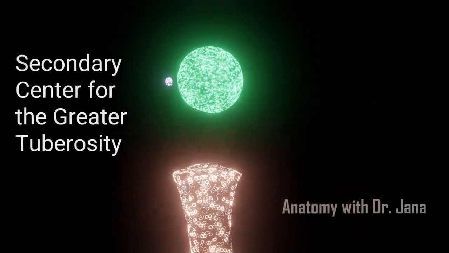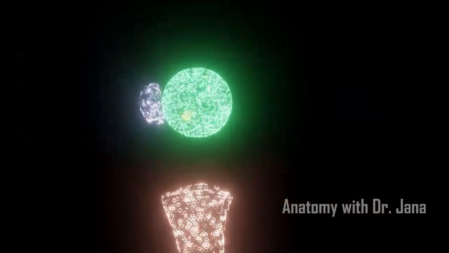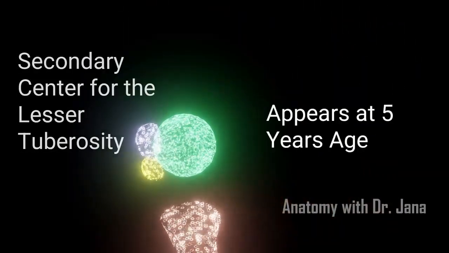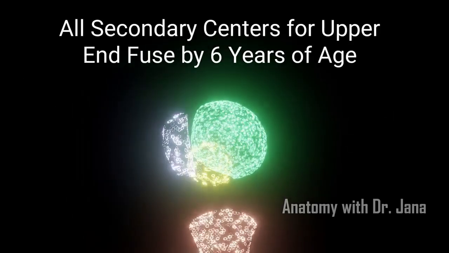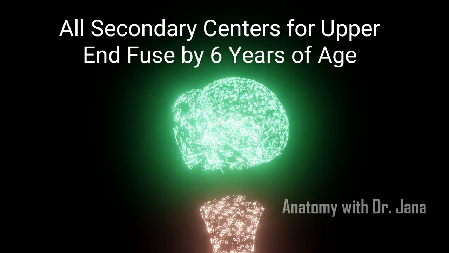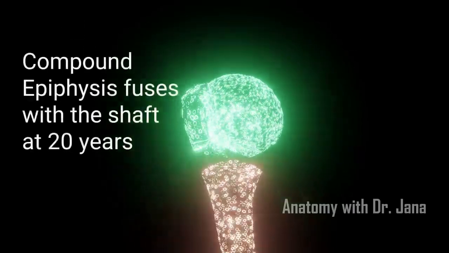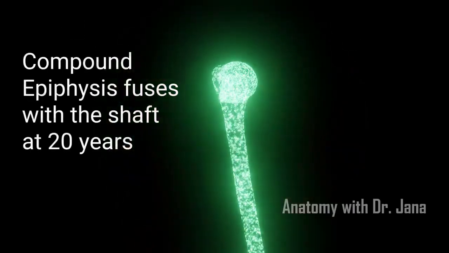For the greater tuberosity, it appears at the age of 3 years, and for the lesser tuberosity at the age of 5 years. By the 6th year, all the secondary centers for the upper end fuse to form a compound epiphysis. This fuses with the shaft at the age of 20 years.